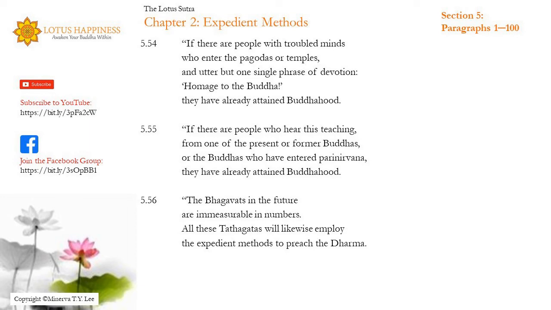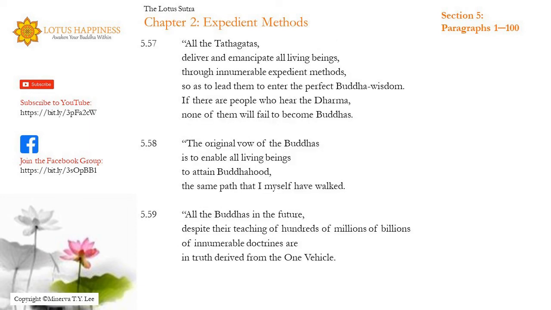The Bhagavats in the future are immeasurable in numbers. All these Tathagatas will likewise employ the expedient methods to preach the Dharma. All the Tathagatas deliver and emancipate all living beings through innumerable expedient methods, so as to lead them to enter the perfect Buddha wisdom. If there are people who hear the Dharma, none of them will fail to become Buddhas.